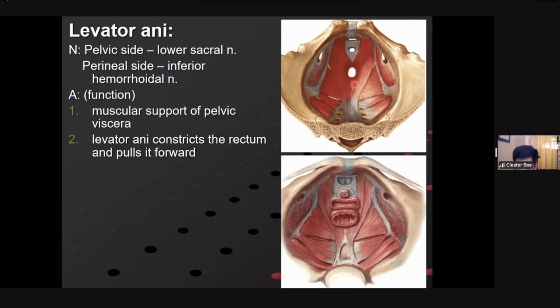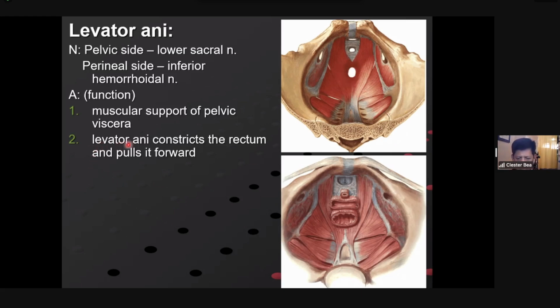Whenever we strain, whenever we increase intra-abdominal pressure during defecation, there is a tendency for the pelvic organs to go down. They can prolapse into the pelvic outlet. But with the presence of the pelvic diaphragm, or the levator ani, it supports those visceral organs so they do not move downward during straining.